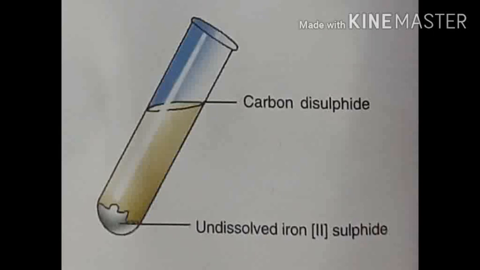So the properties of the constituents remain unchanged in the case of a mixture. That means the constituents retain their properties, whereas in the case of a compound the properties get changed. Hope you have followed how to differentiate between mixture and compound using magnet, hydrochloric acid and carbon disulfide.